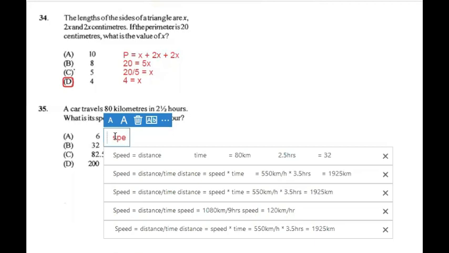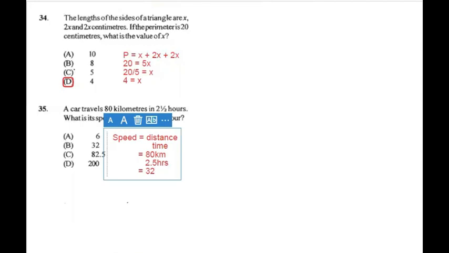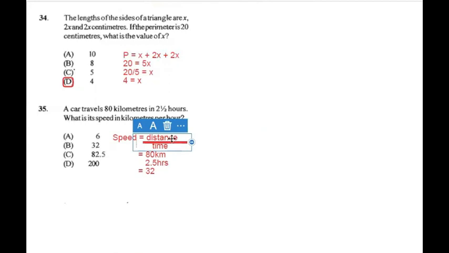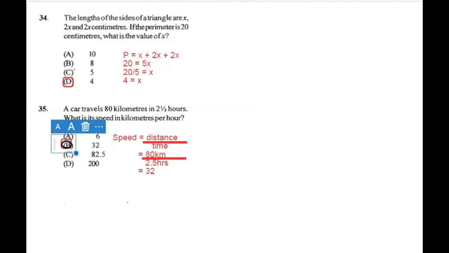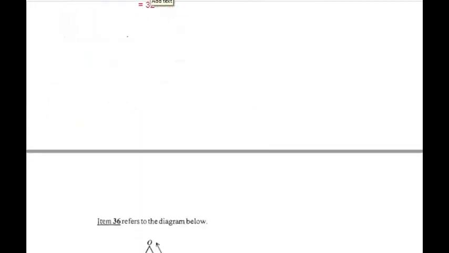So 35, a car travels 80 kilometers in 2.5 hours. What is its speed in kilometers per hour? And if you remember our equation that you've been working with, speed is equal to distance divided by time, and our time is in hours. So it is 80 kilometers divided by 2.5 hours, and that is equal to 32. So our answer for 35 is B. So we're coming along nicely.